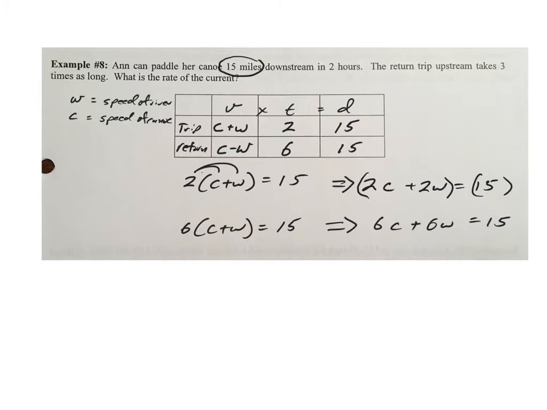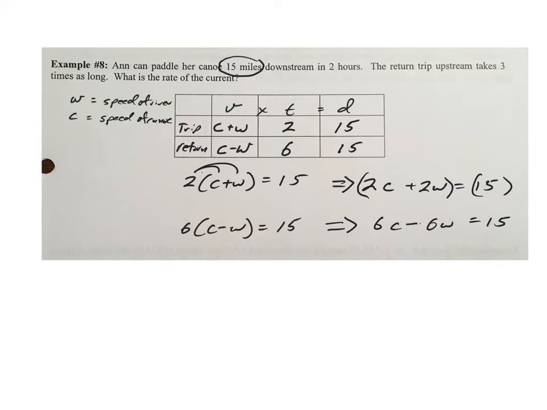Oop. I messed up here, didn't I? Who saw that I made this error here? Someone's got to tell me. How do I get rid of this thing? Okay, good. Yeah, the bottom one should have been a minus sign. Right? It says 6 times c minus w.